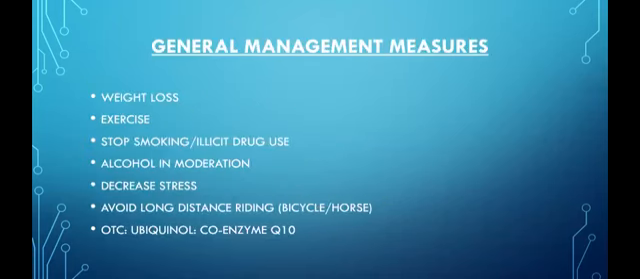And just quick general management measures. None of these, in the EAU guidelines, show very strong evidence, but things such as weight loss, exercise, stop smoking, stop illicit drug use, use alcohol in moderation, decrease stress, avoid long distance riding with that kind of perineal pressure. And then over-the-counter drugs, antioxidants such as ubiquinol and coenzyme Q10 have been used.